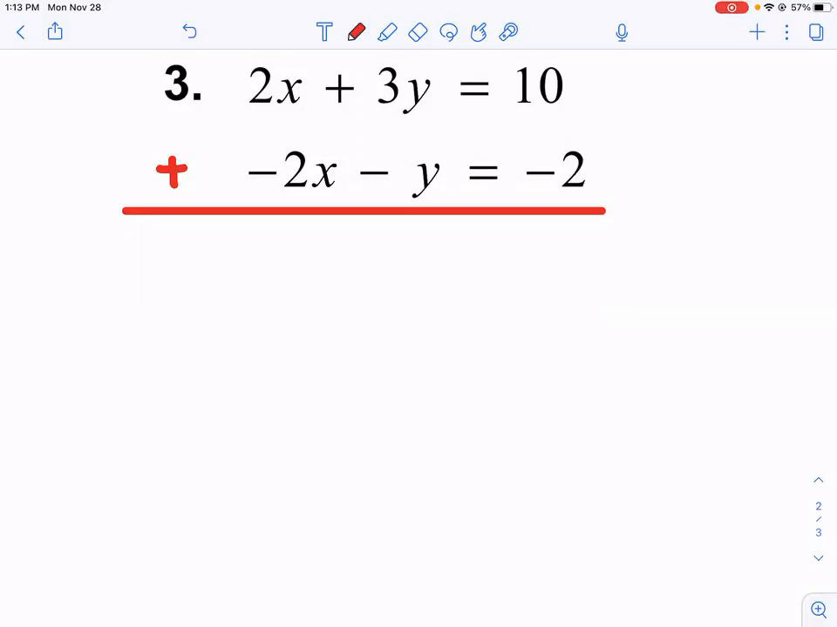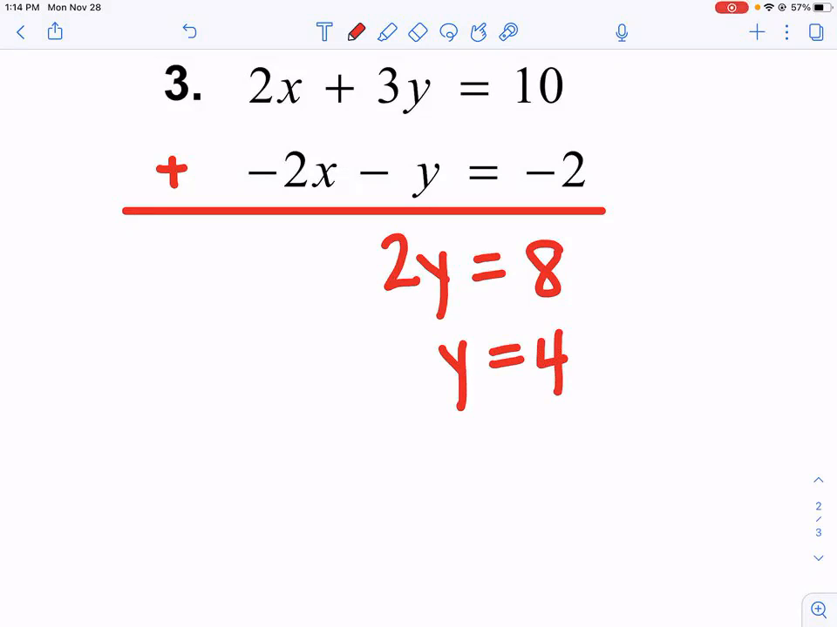Okay, so pick one of these that you can plug 4 in for y. Negative 2x minus 4 equals negative 2. Then, yep, you can add 4. Okay, Preston, what did you get when you added these together? 2y equals 8, which means y equals what?